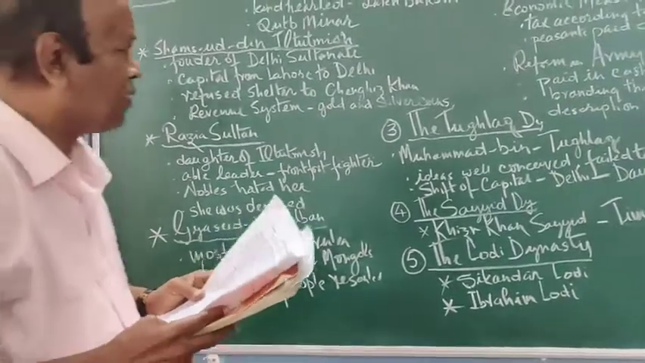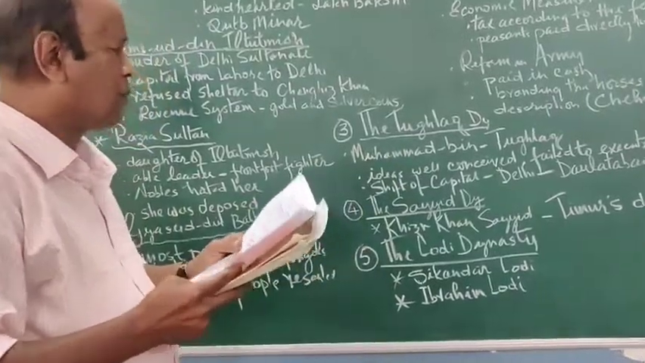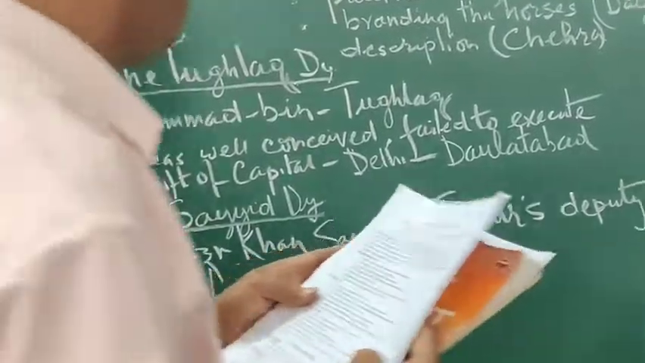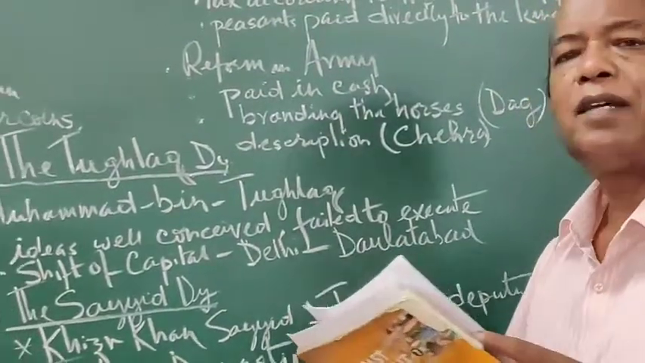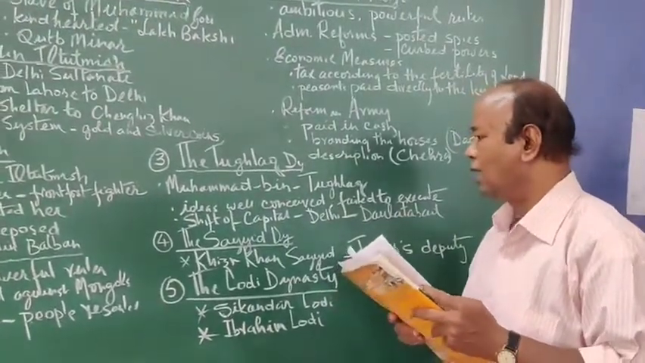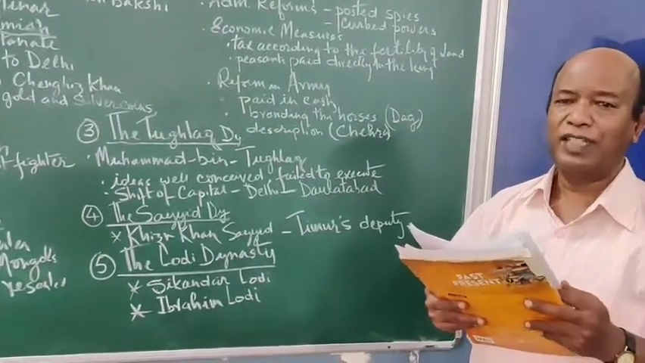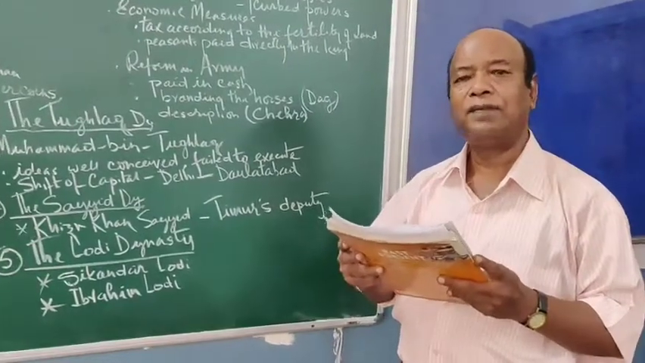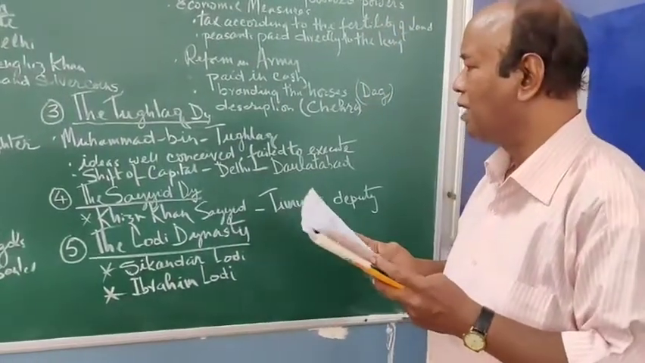The third dynasty was the Tughlaq dynasty. His full name was Muhammad bin Tughlaq. He had many great ideas, great projects in his mind, but he failed to execute them. That's what historians say. He had good ideas, good plans, good projects, but somehow or other he failed to execute them. So people wonder what kind of king he was.